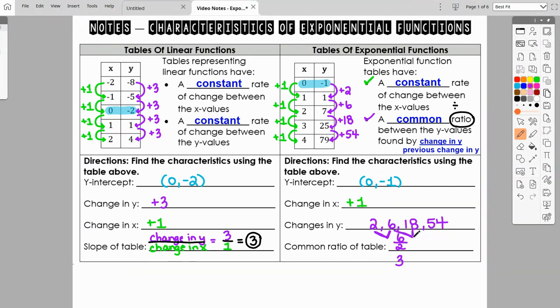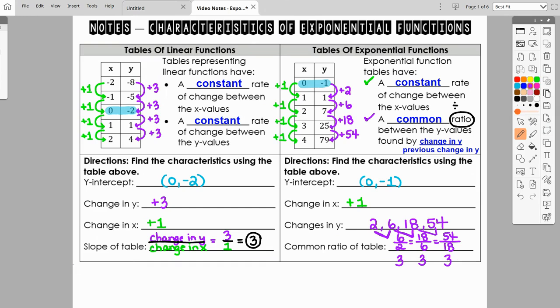So same pattern is going to happen. I'm going to take the change in my y value and divide it by the previous change in y, which will be 6. Again, that's why I do 18 over 6. When I divide 18 by 6, that gets me 3. Last one to check is my change in y of 54 divided by the change prior, which was my 18. Again, when I do 54 divided by 18, that comes out to be 3.